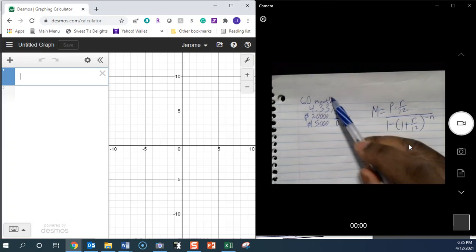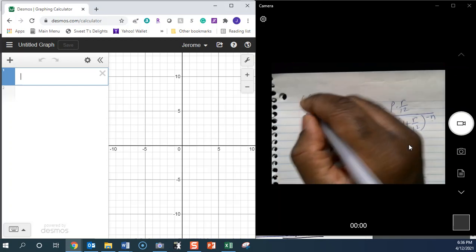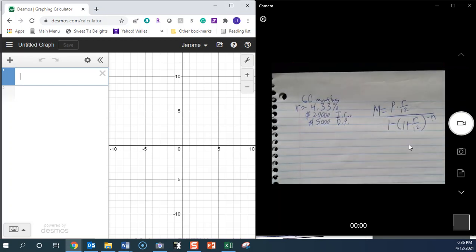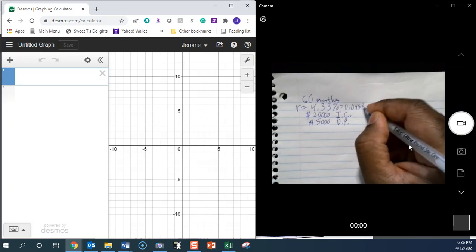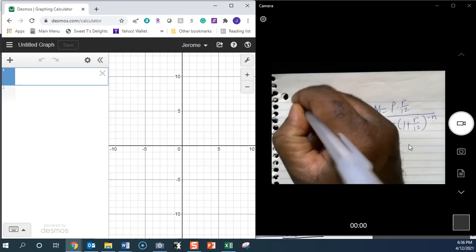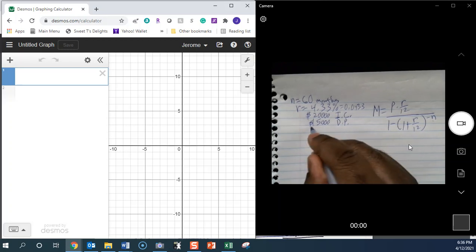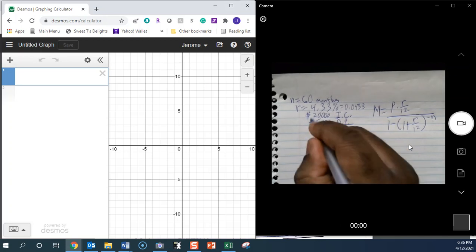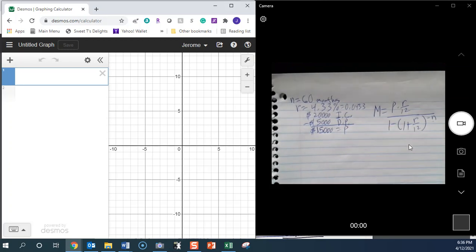Now, when we look at these terms that we have here, we just need the P, R, and N in order to do this monthly payment formula. So we know our rate is this 4.33%, which we know we have to convert to a decimal, which would be 0.0433. Okay, that's the first thing, the rate. And then we know that our N, which is the number of payments, would be 60. So we have our R and our N. Now to get our principal, we would take the initial cost minus the down payment, which will give us $15,000, which now would be our P.